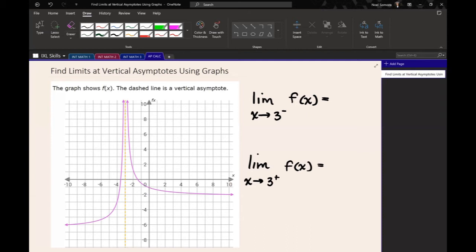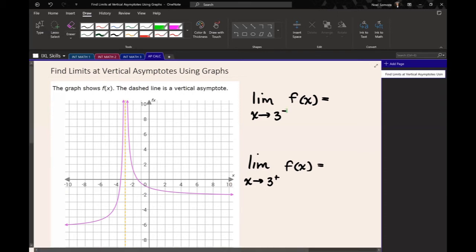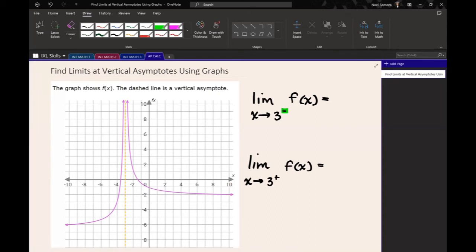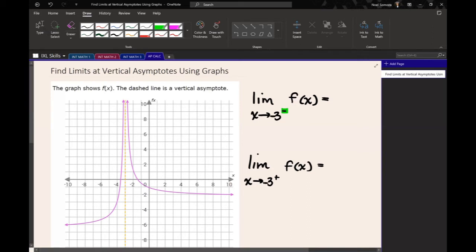The first one that we have is saying that the limit approaches -3 from the left. And we know it's from the left because it has a little negative sign up above the 3. So it's not a negative power. It's just indicating the direction that we want to approach the -3. Sorry, this should be -3.